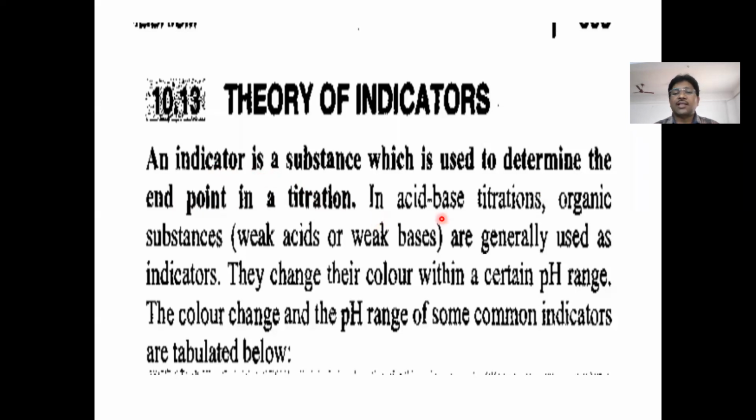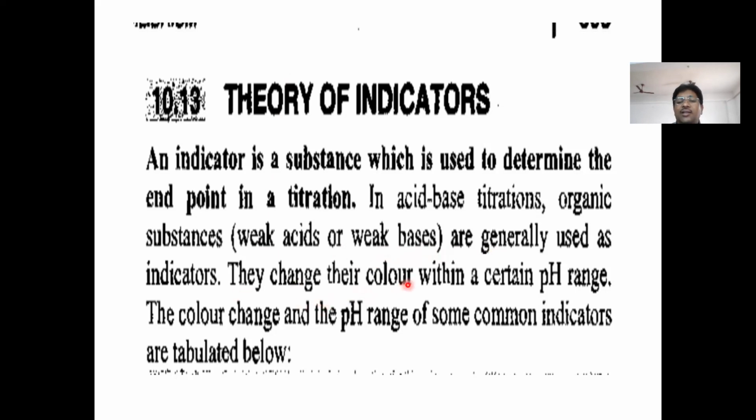In acid-base titrations, certain organic weak bases and organic weak acids are generally used as indicators. So what are indicators here? Organic acids or organic bases. Most of the organic acids and bases are weak in nature. Actually, organic acids are weaker, but sulfonic acid is a strong acid. The remaining acids are weaker acids. Is that clear? So generally, organic weak acids and organic weak bases are used as indicators.